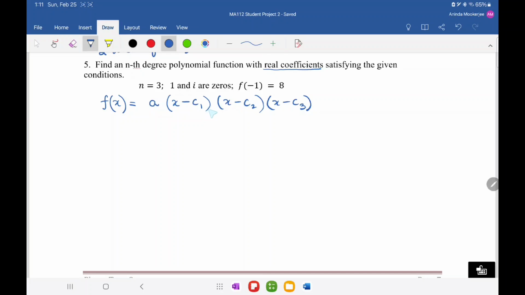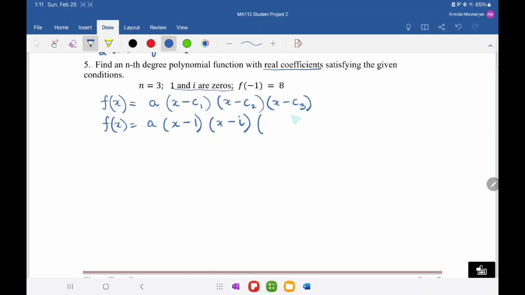All right, but let's start with c sub 1. Now these are the zeros of the function, so let's see what information they've given us about the zeros. They say 1 is a zero of the function. So I'm going to write here f of x equals a times, plugging in 1 for c1, x minus 1. And then i is also one of the zeros, so I'm going to replace c sub 2 and write it as x minus i.